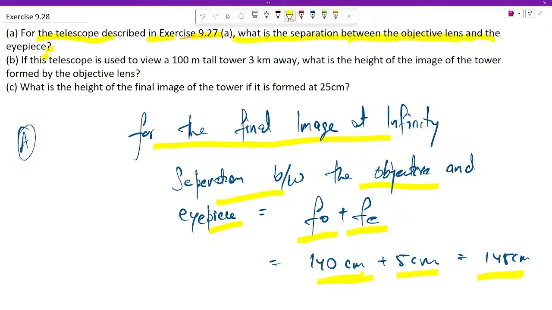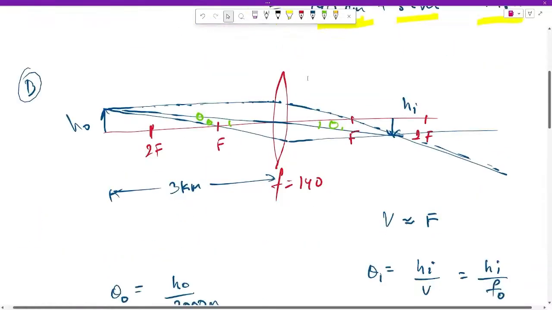Now the B part of this question is, if the telescope is used to view a 100-meter tall tower 3 kilometer away, what is the height of the image of the tower formed by the objective lens? So let us move to this question.